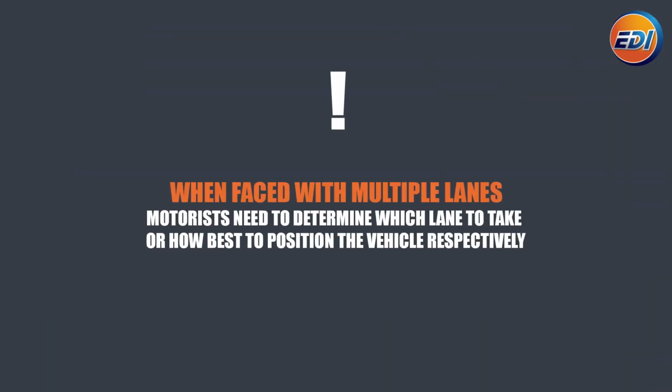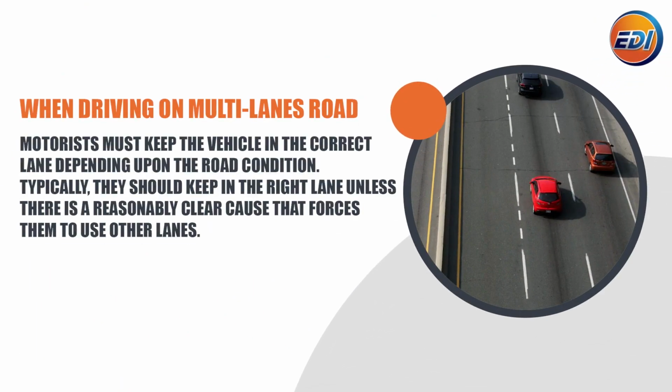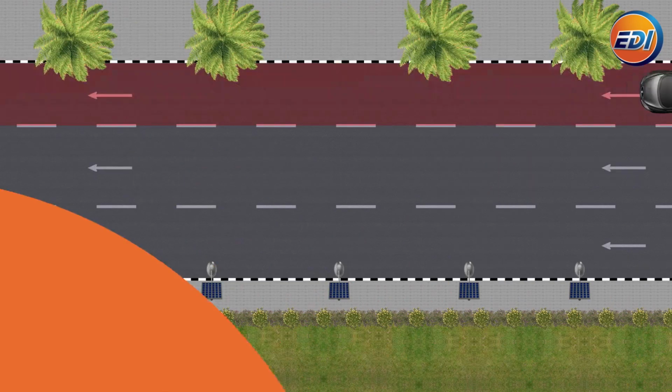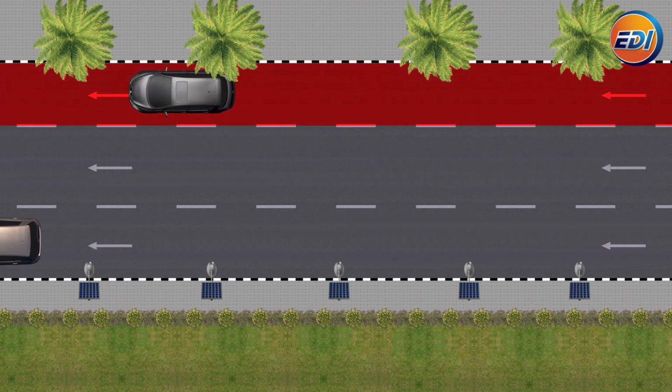lane. When faced with multiple lanes, motorists need to determine which lane to take or how best to position the vehicle respectively. When driving on multi-lane roads, motorists must keep the vehicle in the correct lane depending upon the road condition. Typically, they should keep in the right lane unless there is a reasonably clear cause that forces them to use other lanes. For instance, on a 3-lane road, motorists should use the right lane for normal driving unless there are a number of slower moving vehicles.